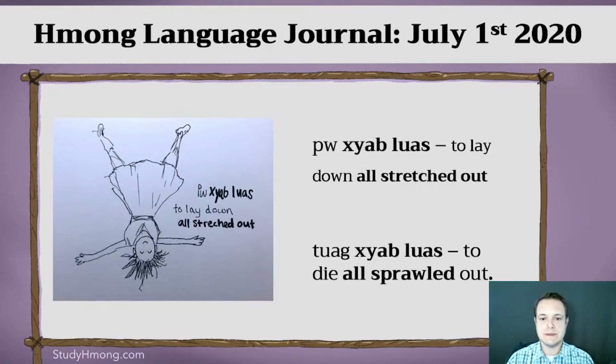I like this one, bu sha lua. So sha lua refers to be all stretched out or all sprawled out. Another way to use it is tua sha lua. So that'd be to die all sprawled out. But in any case, it means kind of just flat to the ground, all limbs out everywhere, stretched.